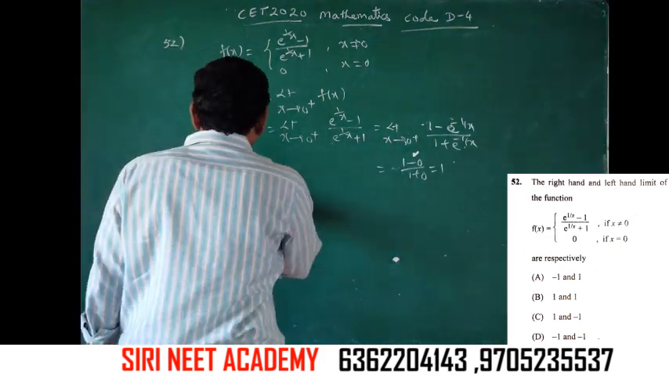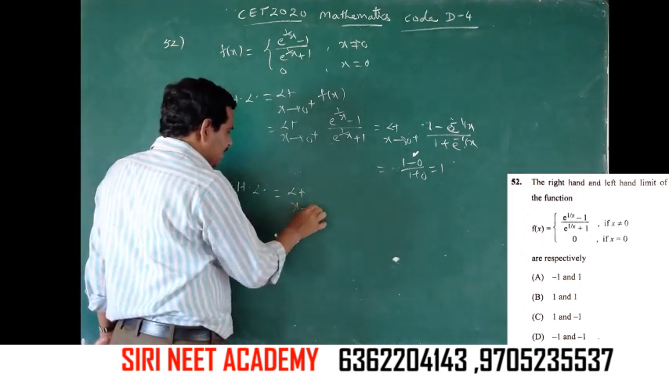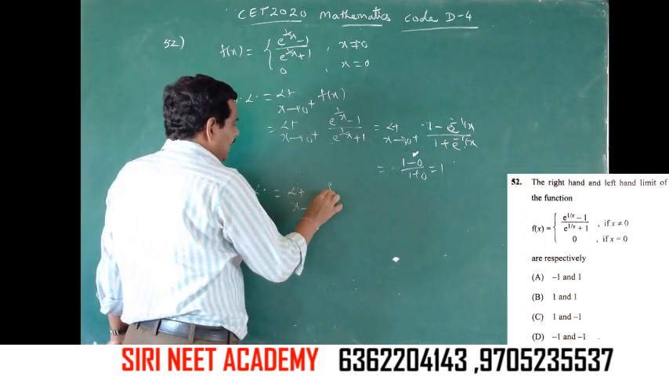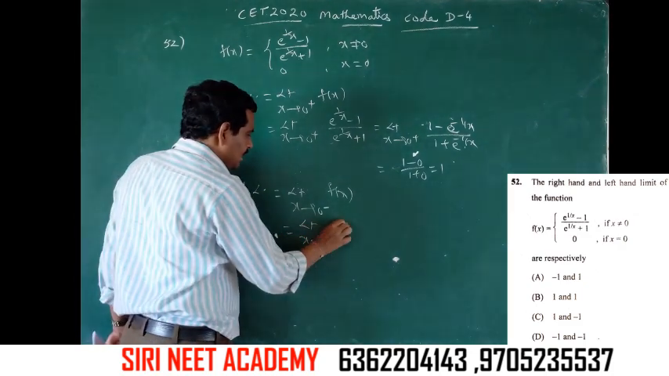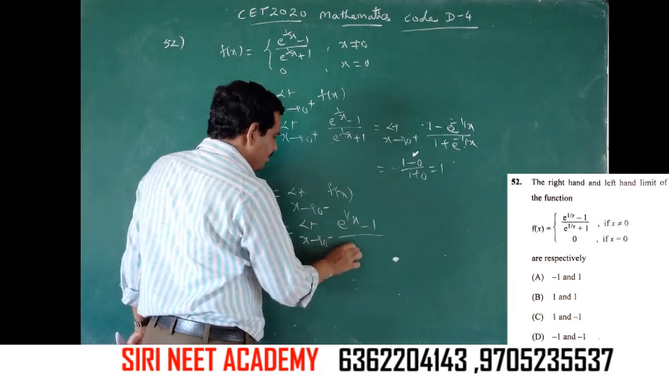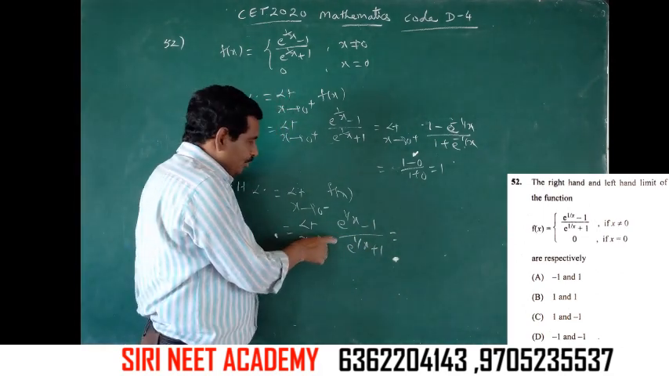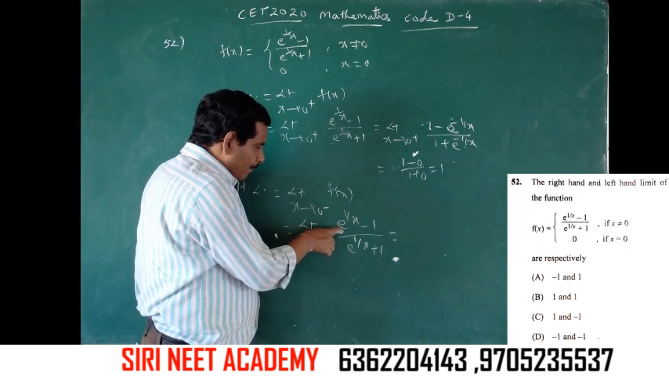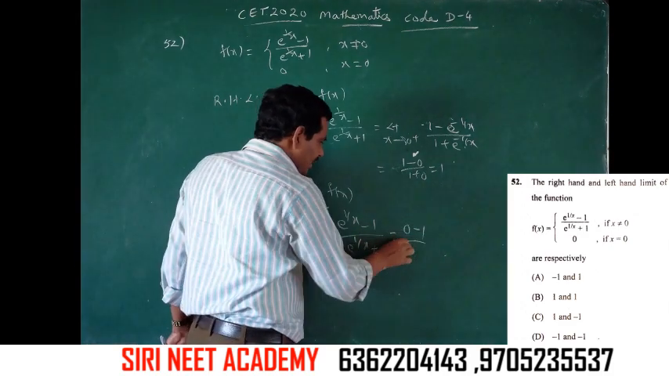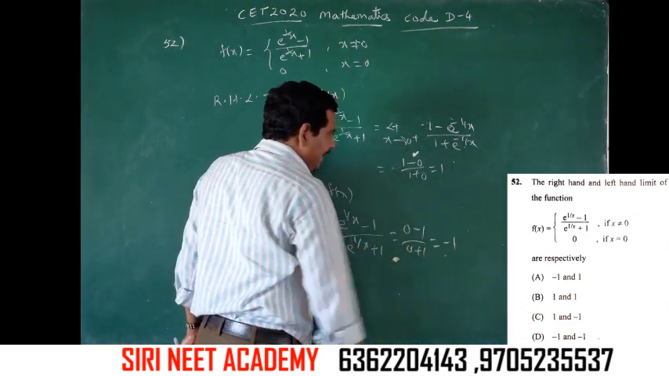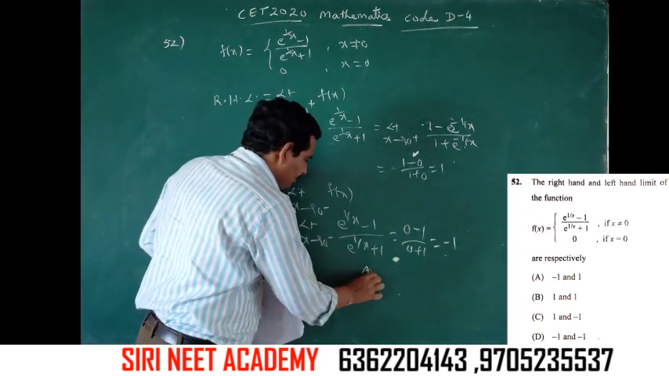Now, left hand limit. Limit x tends to 0 minus f of x is equal to limit x tends to 0 minus e power 1 by x minus 1 by e power 1 by x plus 1. X tends to 0 minus, negative value. This becomes minus infinity. 1 by e power infinity is 0. So 0 minus 1 by 0 plus 1 is minus 1. Right hand limit 1, left hand limit minus 1. Option is C.